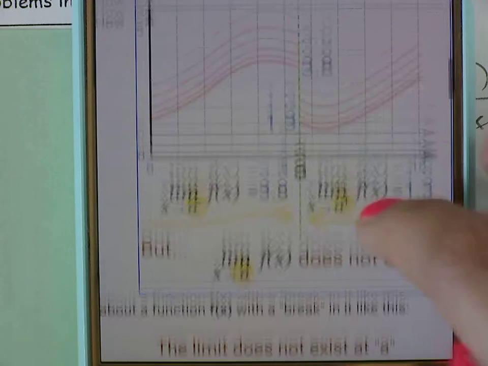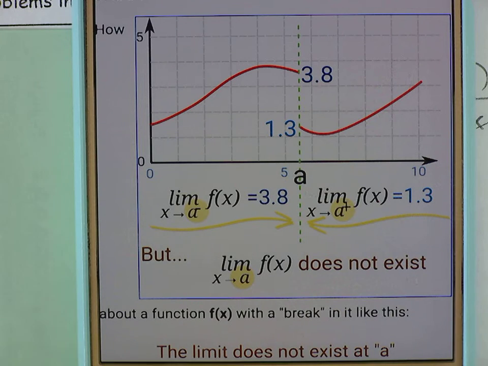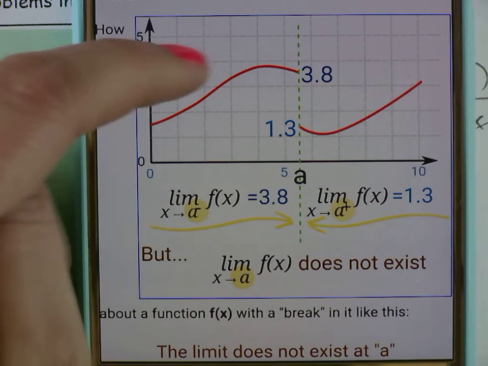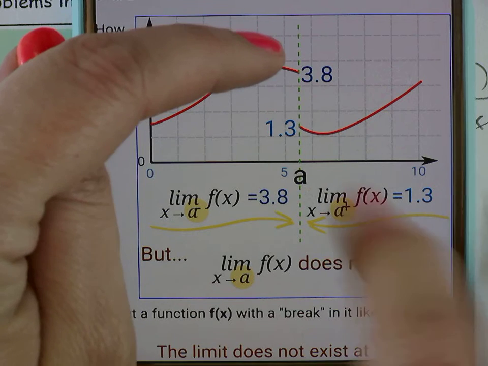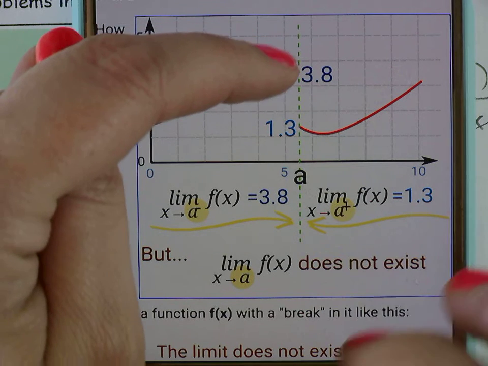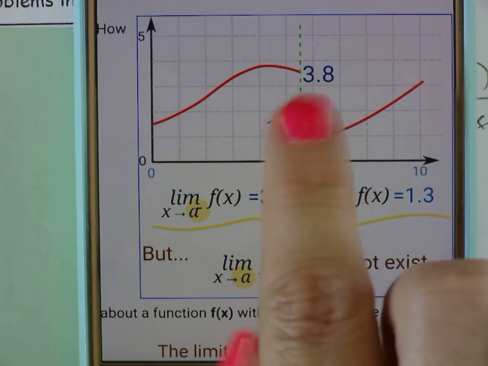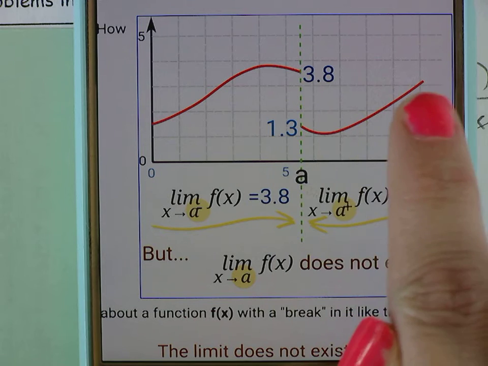Sometimes you're going to have a case that looks like this. Let's say I'm running up this hill, right? If I get to this value, whatever my a value is, I'm going to end up at 3.8.